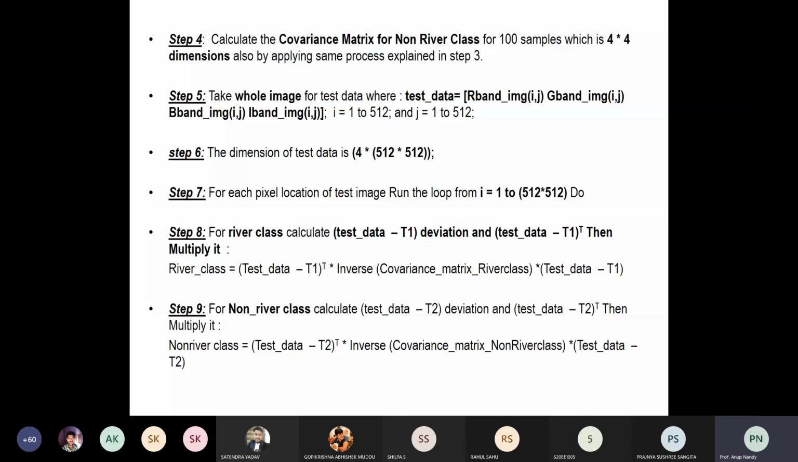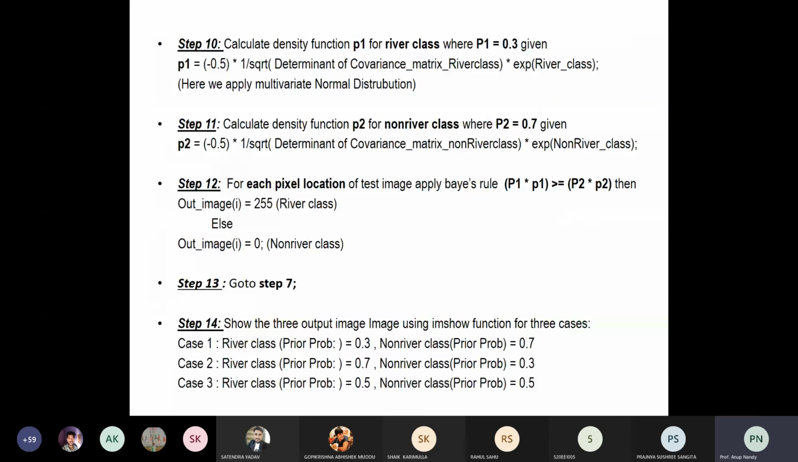Are you understanding me? Instead of taking simply I is equal to 1 to 512 into 512, you could have taken I is equal to 1 to 512, j is equal to 1 to 512. Then you will have output image I comma j is equal to 255, or output image I comma j is equal to 0. That you can also take. So I think the confusion is arising due to reducing to one dimension and taking it in only one row. Yes, I understood your point.